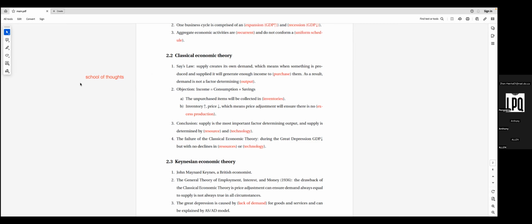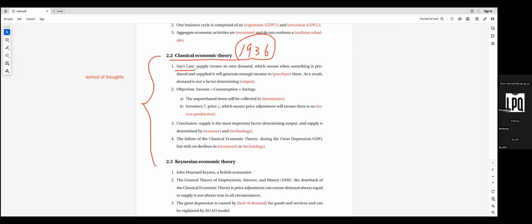Basically, different people have different ideas regarding why we have those business cycles. So let's see what classical economic theory is. Classical economic theory generally refers to those earlier economic ideas, before 1936. All those very early economic ideas and theories can be called classical theory before 1936.